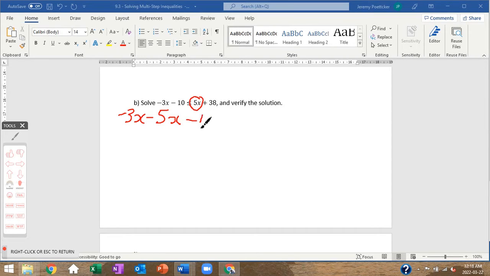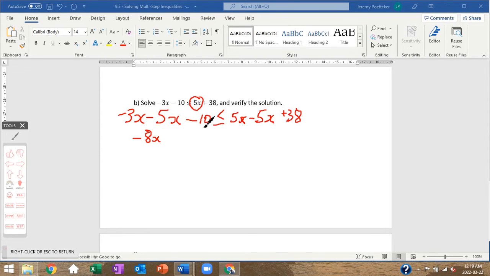Minus 10. And this is less than or equal to, well, 5x minus 5x. I know it's going to go away. I should still record what I'm doing. Show my work. Plus 38. Lovely. All right, so on this side, 5x minus 5x, it's going to go away. Negative 3x minus 5x is going to become negative 8x.